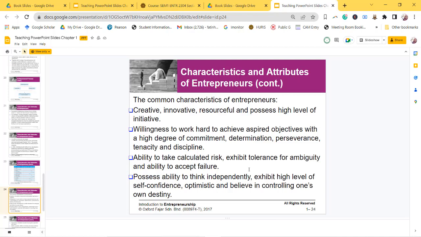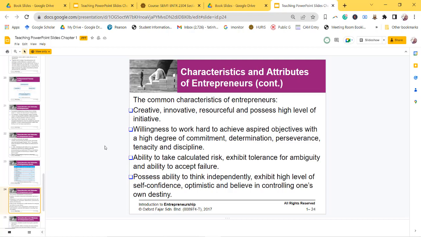Failures among entrepreneurs are normal. Okay, I don't think that when you have a failure, you say that I'm not going to become an entrepreneur lah. That's not how it is. You say that I'm not yet successful. Okay, so the failures lead you to that success. I don't think otherwise. Possess ability to think independently, exhibit high self-confidence and so on.